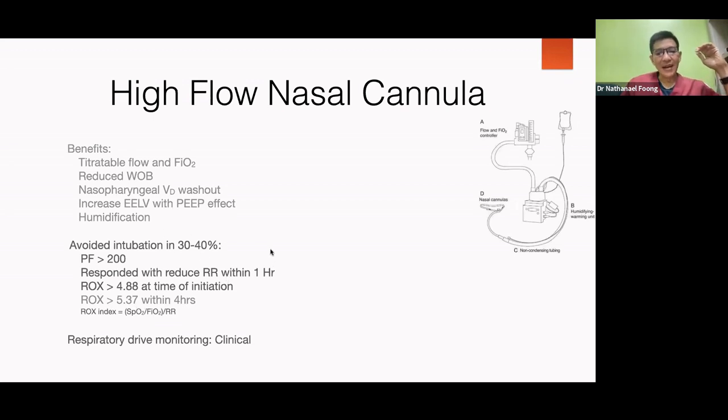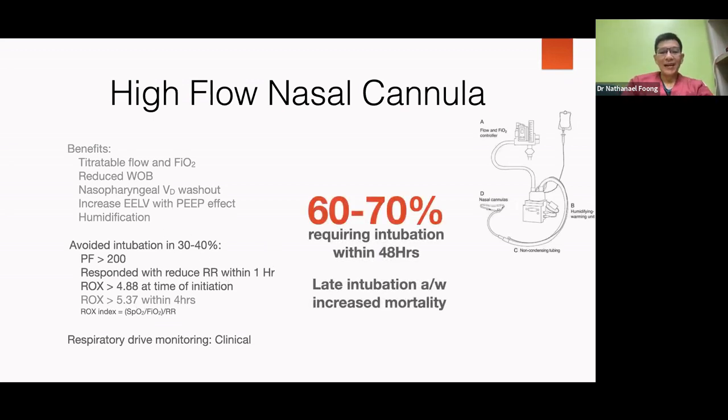But on the flip side, we're looking at 60 to 70% requiring intubation within 48 hours. And any delayed intubation is associated with increased mortality. So the question is, how do we balance these statistics? It's basically high flow nasal cannula, close monitoring, and a low threshold to intubate this type of patients.